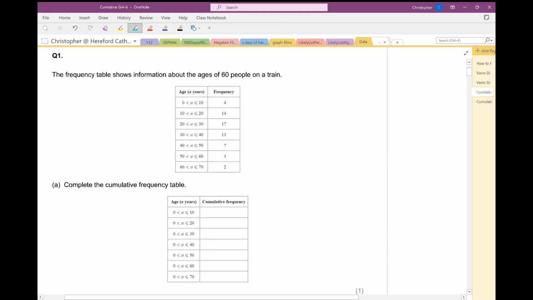Question 1. The frequency table shows information about the ages of 60 people on a train. So I'm expecting there to be 60 people in total here. Complete the cumulative frequency table.